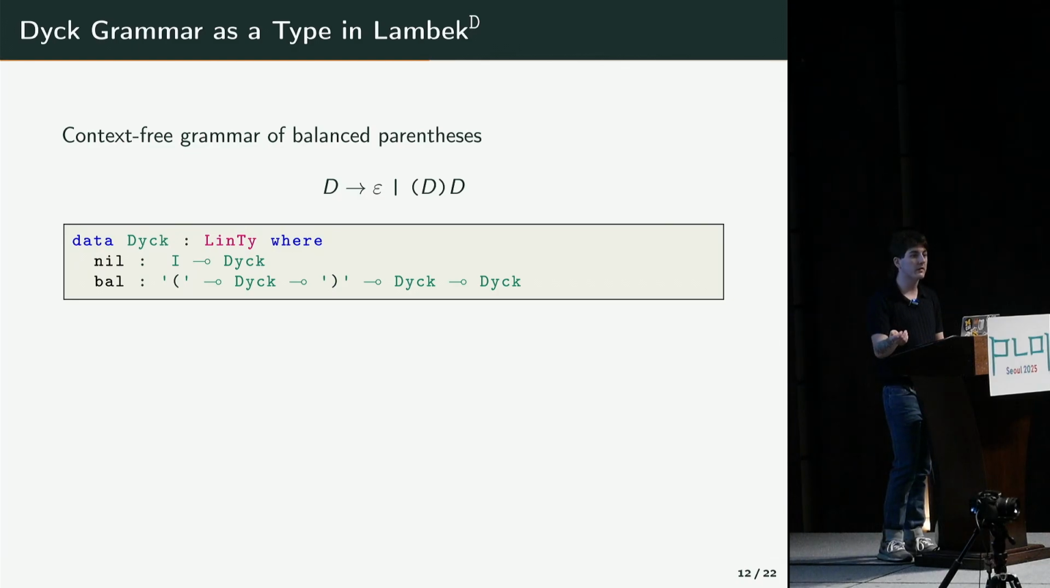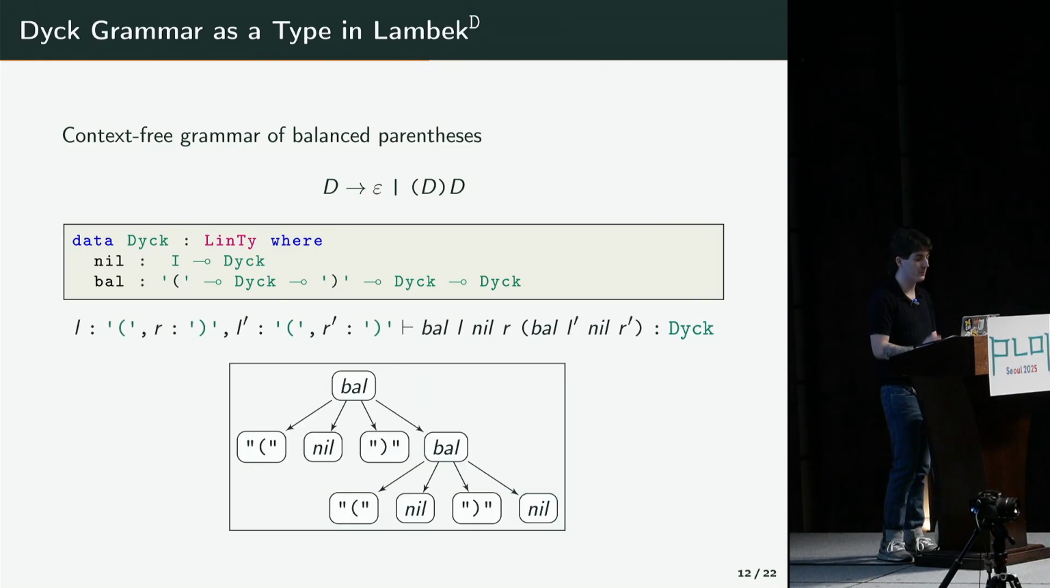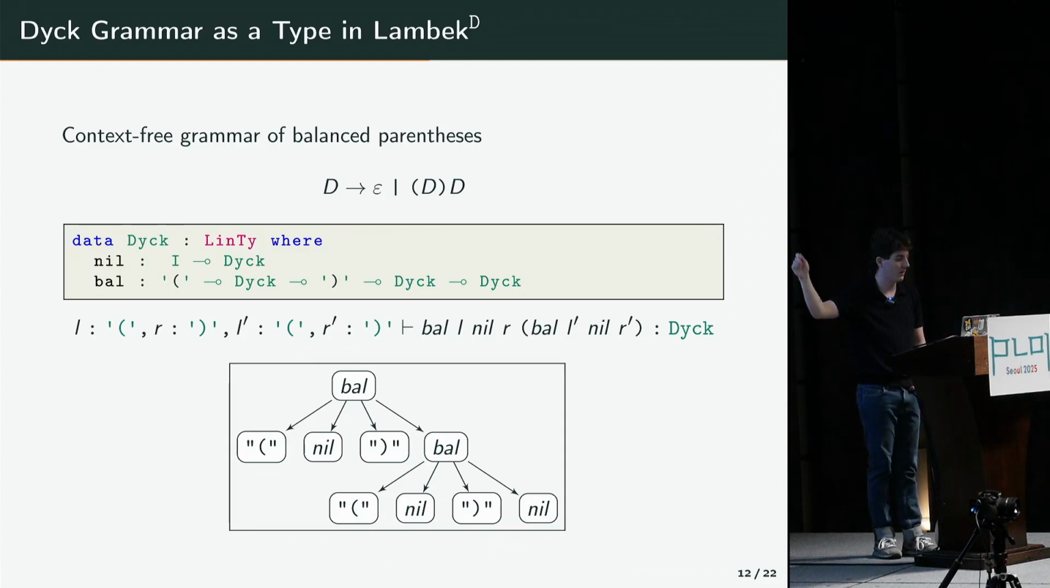The nil constructor says that the empty string is balanced, and the val constructor corresponds to the second production. And just as we parse the word cat, we can parse strings into this grammar by building terms out of a context corresponding to that string. In this case, an open paren followed by a closed paren repeated twice can be parsed into the Dyck grammar by building the following term by invoking these constructors in the following order to build this parse string.